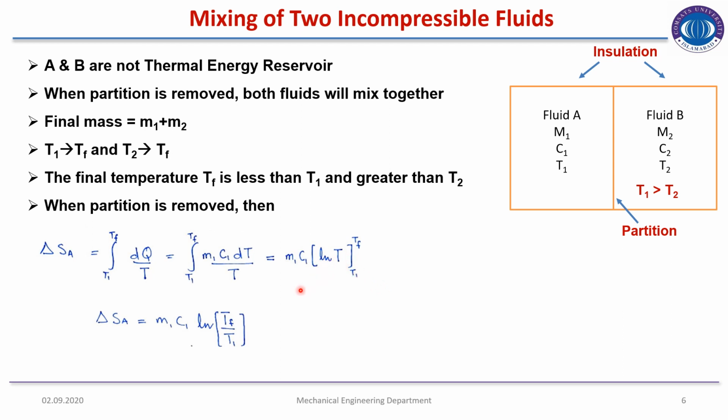So the next step is m1 c1 natural log TF minus natural log T1. Here we have utilized the property of log and written the difference term, that is ln TF minus ln T1, as a fraction. So the change of entropy of fluid A is equal to m1 c1 natural log TF over T1.